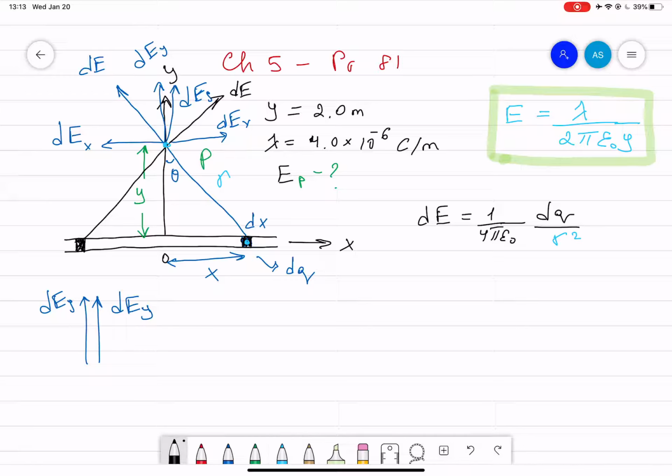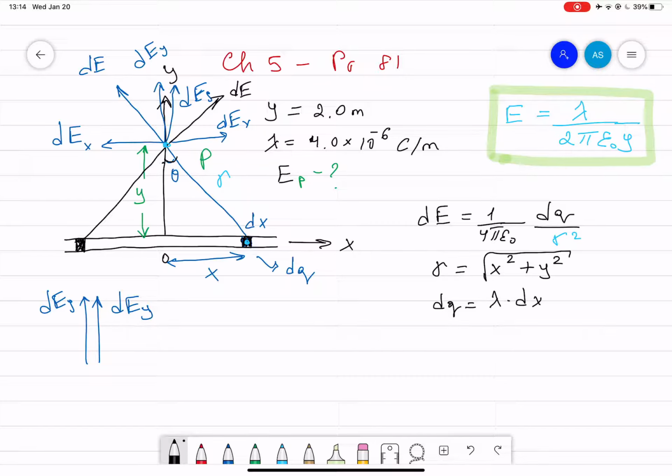Then what is the next formula? Let's find what r is equal to here. r is equal to the square root of x squared plus y squared, right? Then dq is equal to what? dq is equal to lambda times dx. dx is just the length of the dq. Then what else? Then we have this is theta, right? So this is theta.